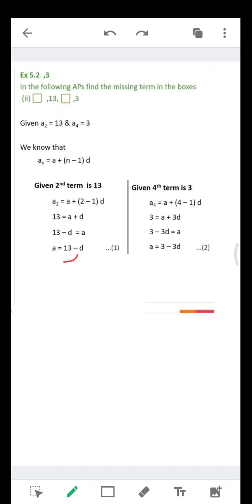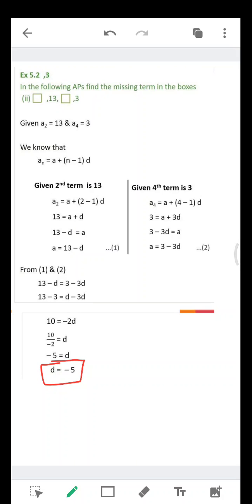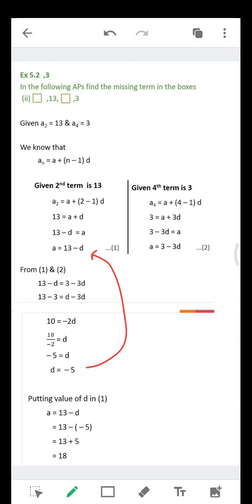Now the same things are equal to one another. We can use Euclid's axiom, or I can say substituting the A value from 1 and 2, we get 13 minus D is equal to 3 minus 3D. Simplifying this, we get the D value as minus 5. Now we need to find the value of A, then we can find the missing terms. So A value will be 13 minus D. This D value I'll put in equation number 1. 13 minus of minus 5, 13 plus 5, that is 18.